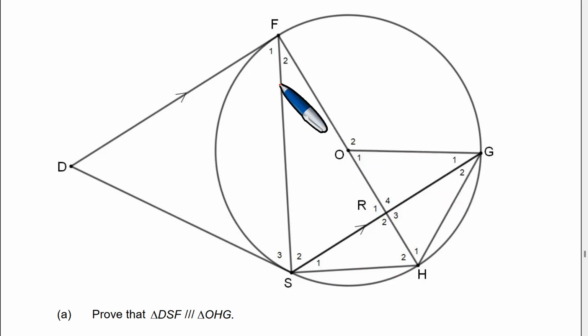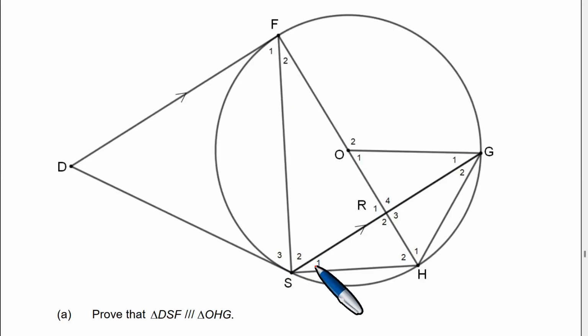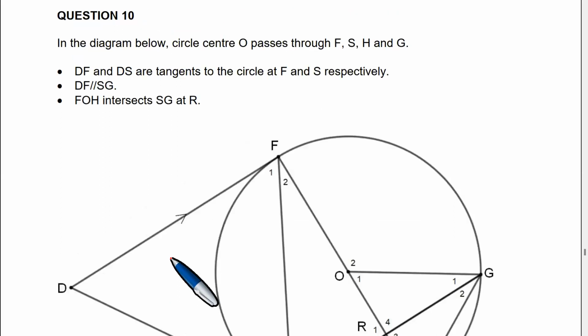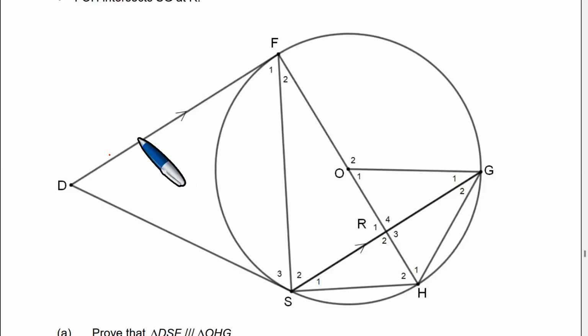First things first, like we said, the tangents are drawn from the same point. Tangents are from a common point. Did they say DF and DS are tangents? That's a good question. Let's see: DF and DS are tangent to the circle at F and S respectively. So DF and DS are tangents, right?